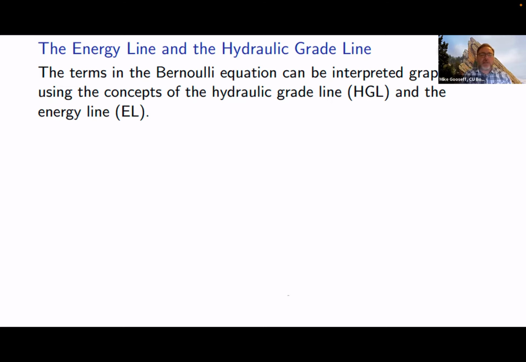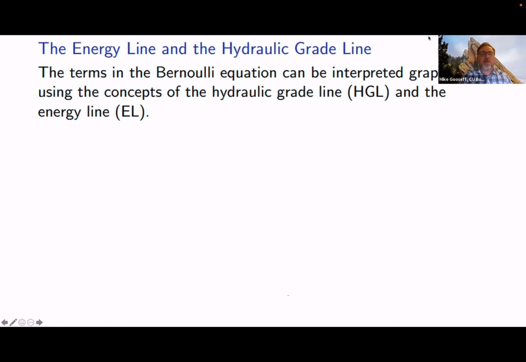So we talked about this in terms of the Bernoulli equation. The terms of the Bernoulli equation can be interpreted graphically using the concepts of the hydraulic grade line and the energy line, where the hydraulic grade line is everything in the Bernoulli equation except for the velocity head, right? And the energy line is all three forms of energy at all points along a flow path, along a pipe that wiggles, whatever. We'll talk about those here in a moment.